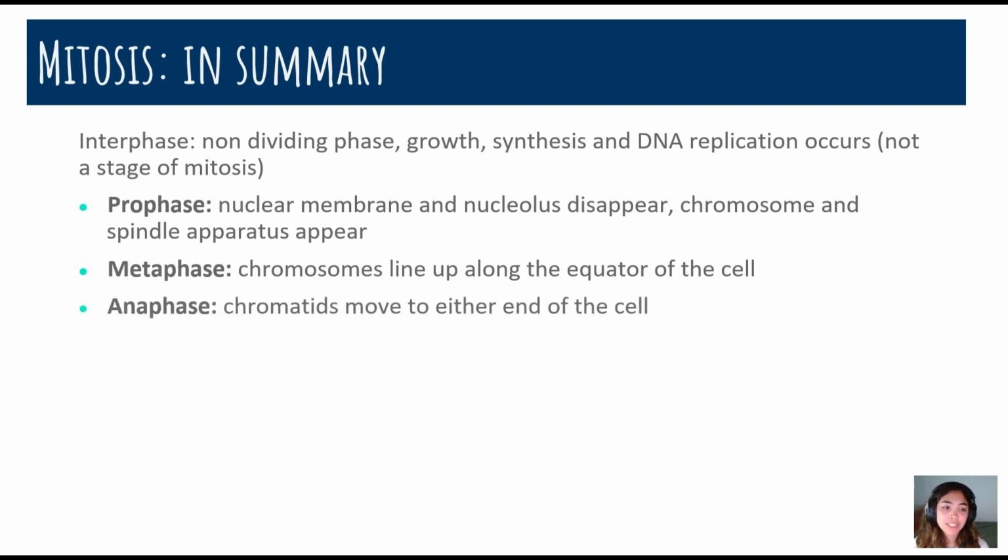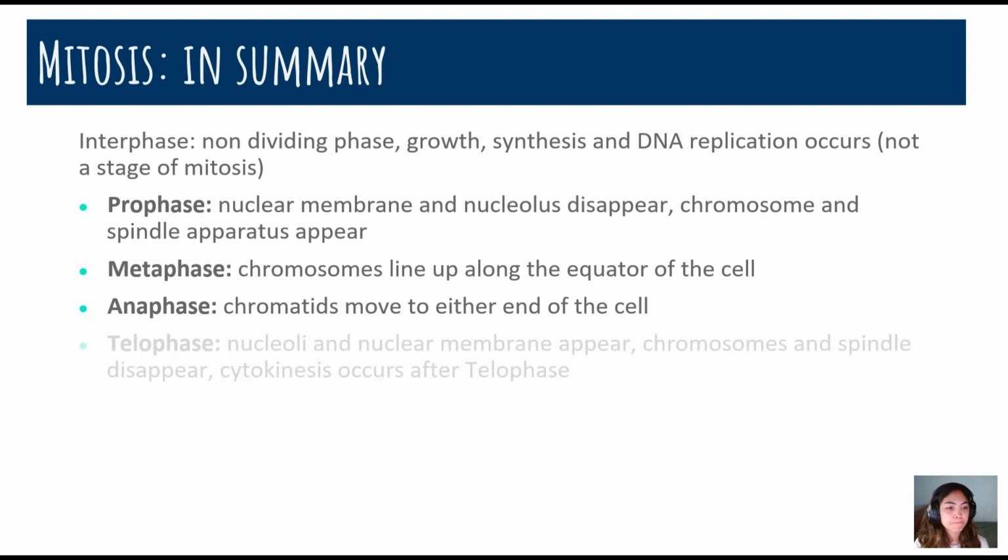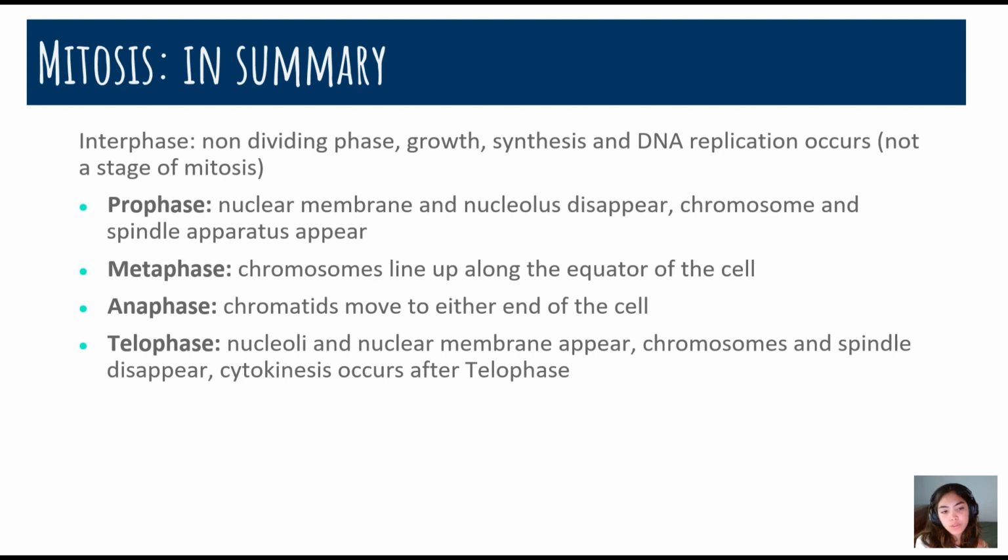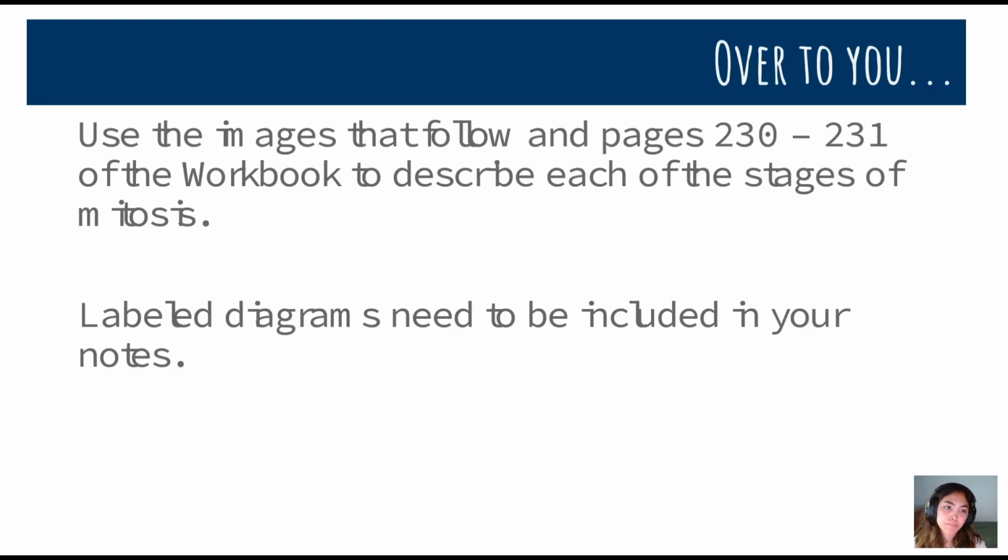Anaphase is when our chromatids move to either end of the cell. Remember, it's a chromosome when I've got both of my sister chromatids together. So now if I'm just talking about a chromatid, that's one half of that chromosome, which has now been moved to either side. In telophase, our nucleoli and nuclear membrane reappear, because remember in prophase they disappeared. And then our chromosomes and spindle disappear. And then, of course, we've got our cytokinesis that follows this last phase.